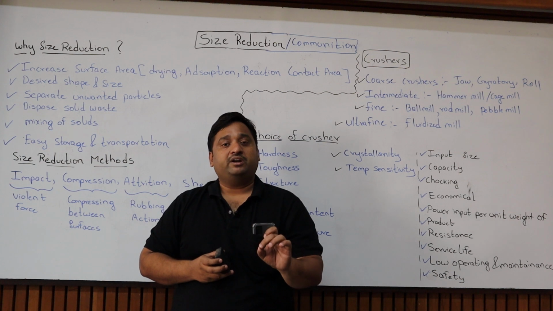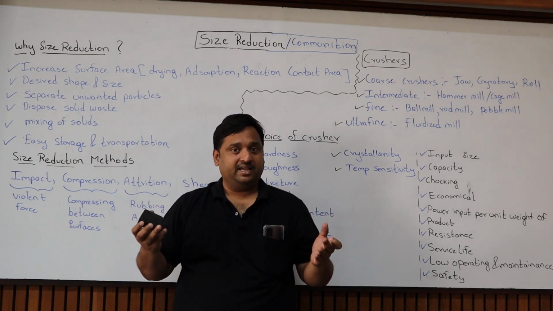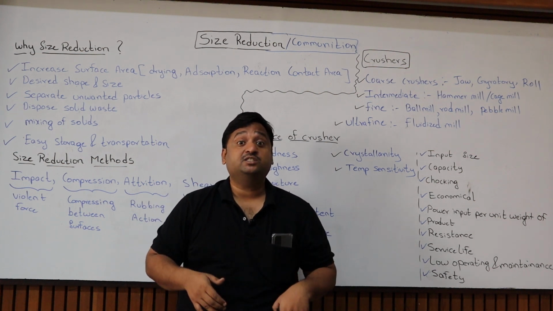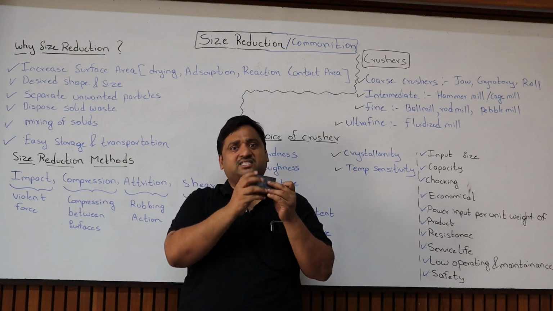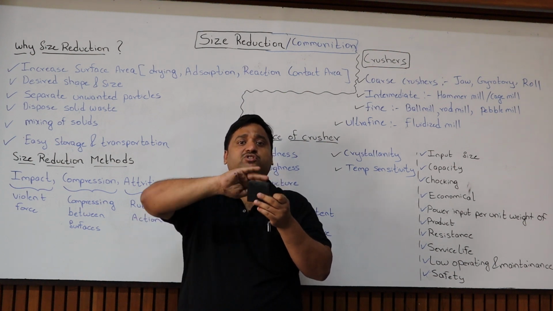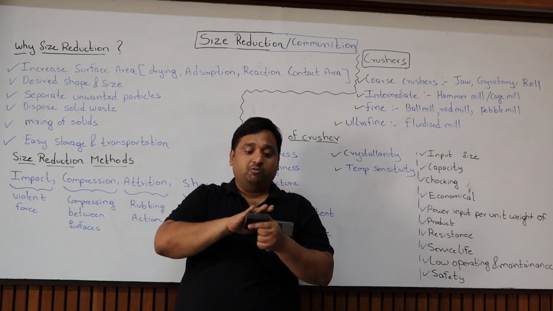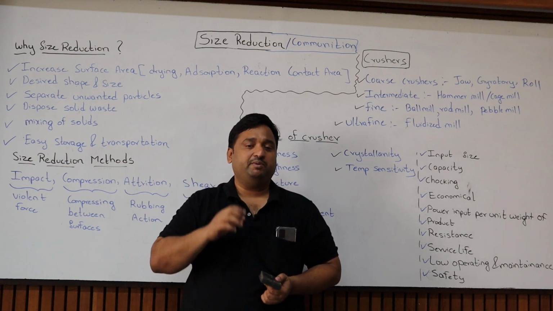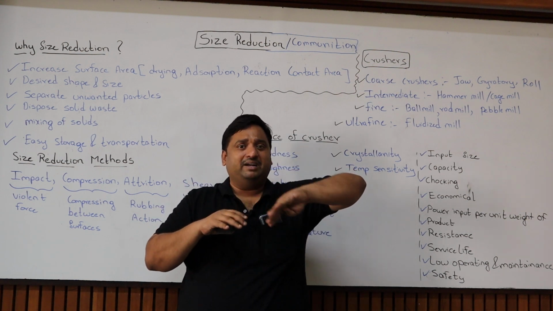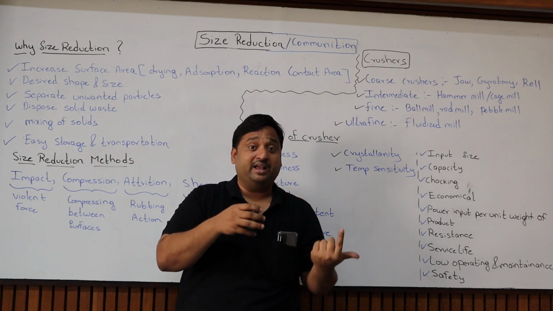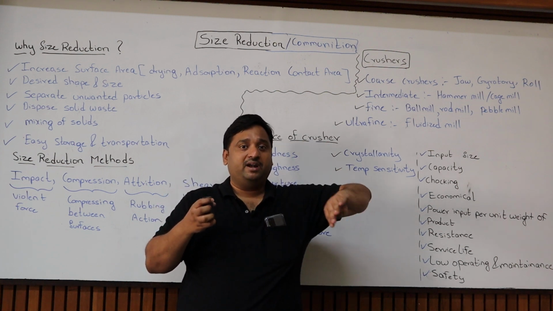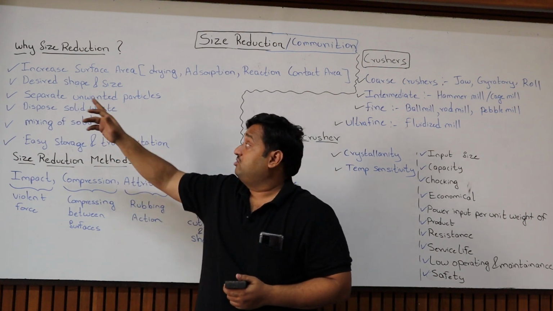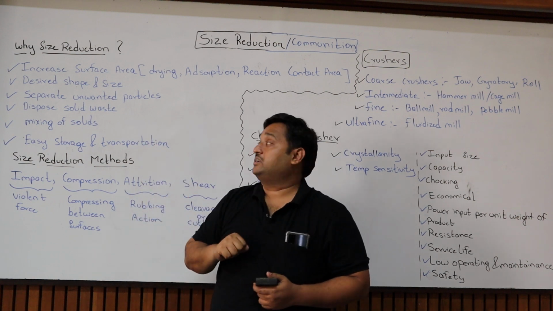Separation of unwanted particles means, if you go to the mining industry, iron ore won't come in its pure form. Sometimes a dust or a rock kind of material will be deposited over the iron ore. So to separate the iron ore from the other unwanted particles, people crush it in these machines, because during the crushing operation, the unwanted material will break compared to the iron ore. So you can separate the unwanted material from the iron ore. That is another application of size reduction: separating unwanted products.